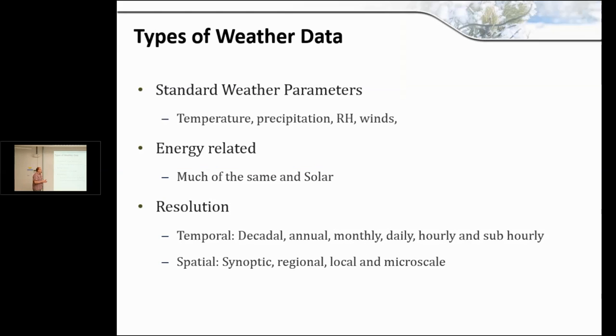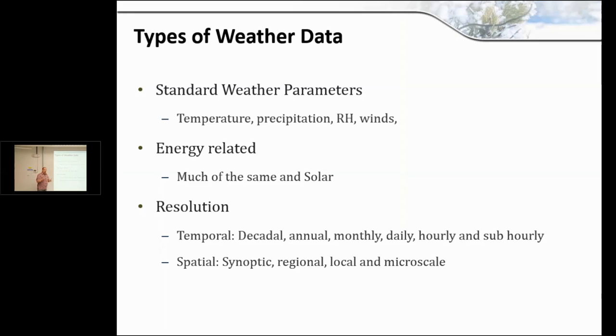So when we start talking about types of weather data, it's good to define what you're looking at. When most people think about standard weather, they're thinking about temperature and precipitation. If you're in the southeast, you think about relative humidity because that's a big impact. Here we don't think about it too much because we typically are pretty dry. And winds. When we start thinking about energy, whether it's solar operations or wind operations, we include a little bit more, but we also include data from and modeling of solar. And that's a little bit unique in how it's utilized.